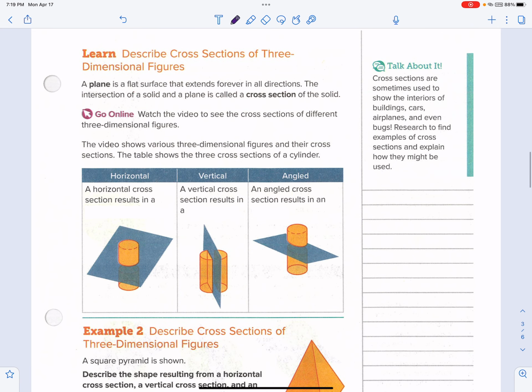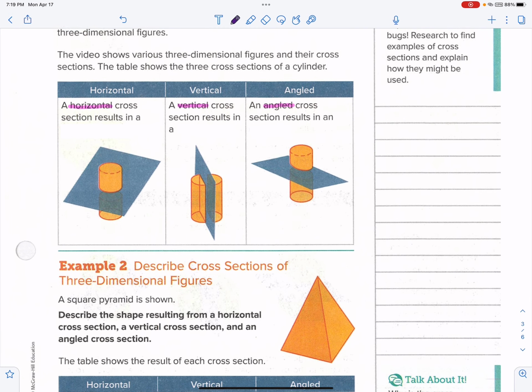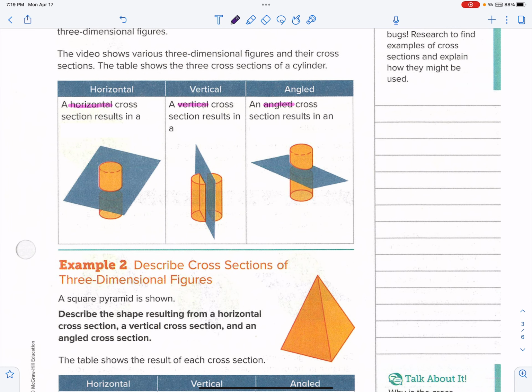All right, now let's get into cross sections. Cross sections can be cut 3 ways. You can have a horizontal cross section, a vertical cross section, or an angled cross section. When you cut them, I sort of want you to picture a stamp. So when you cut this, you can see it, it's a little bit transparent through there. The question is, what kind of shape did you make, or what kind of stamp would it make if you did a horizontal cross section?